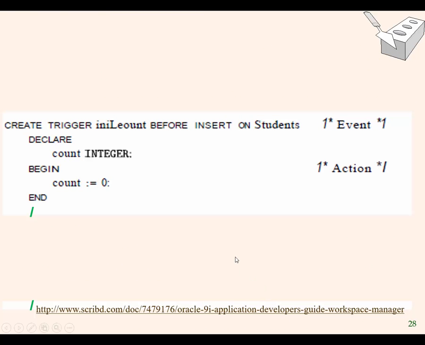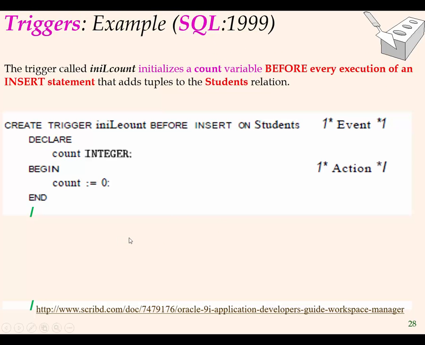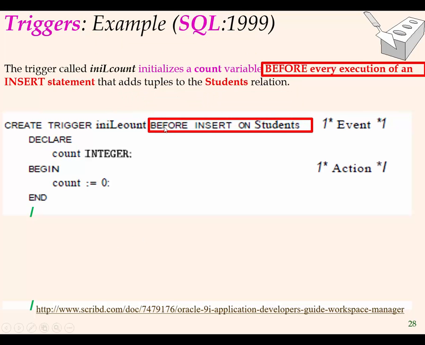Let's look at some examples of triggers. So again, this is the event, this is the action. So let's break this down. Create trigger are keywords. Before insert on, these are keywords, and this is your relation table. So this trigger called init is going to initialize count to 0. So the event is before you insert on students, you want to initialize this count to 0.